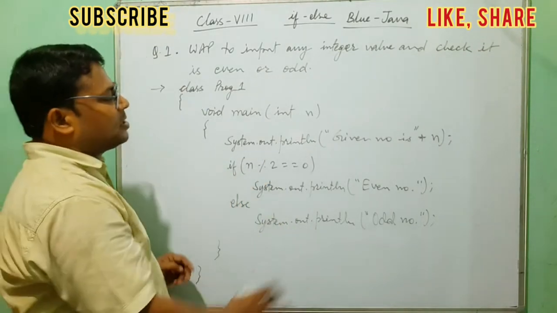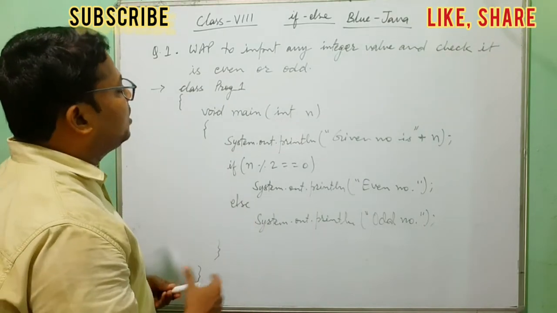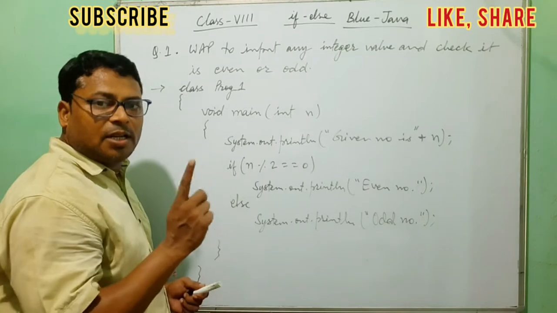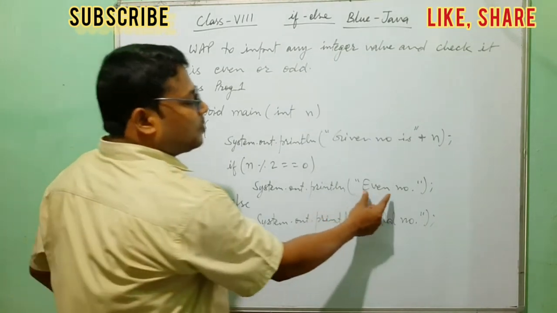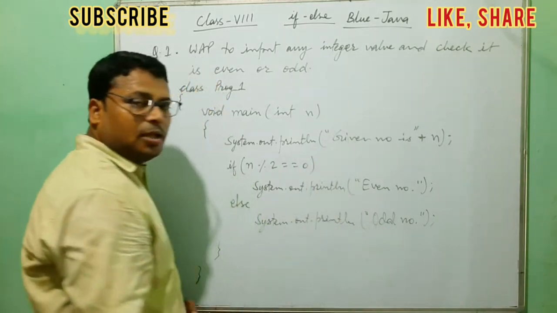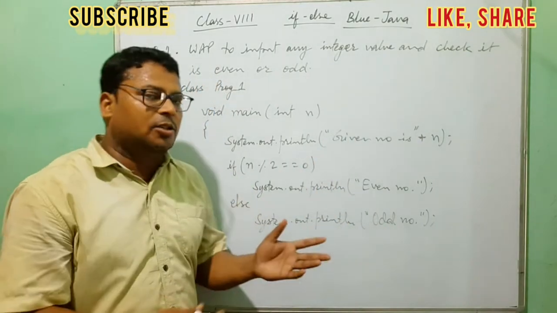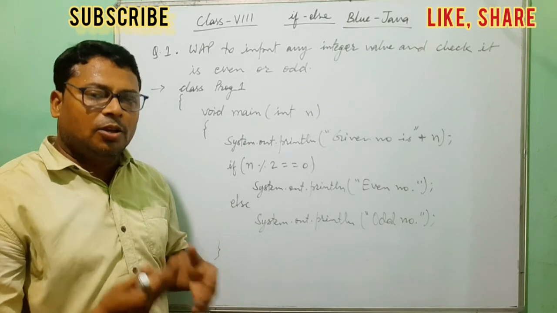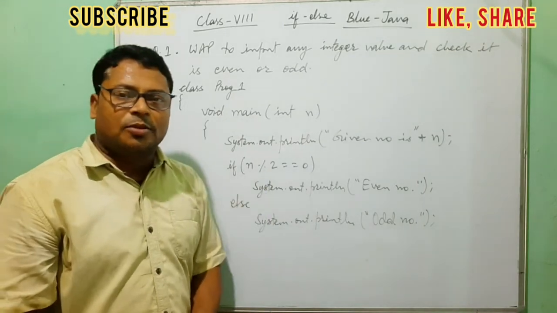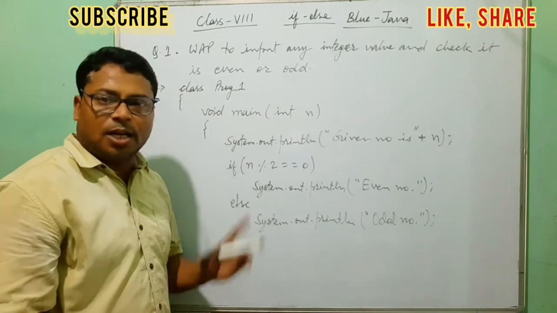One thing: suppose we change here to n mod 2 not equals to 0, that means odd, so you will display the message odd number, and in else we will display even number. That is the way your logic is understood and implemented. Okay, so we go to the next question.